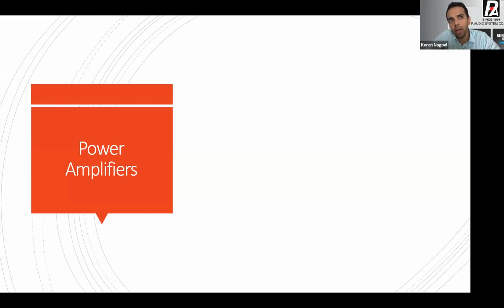But if it's about individual components, then you're using your crossover or your gain reduction methods or your resistors to bring down the higher sensitivity products to the level of the lower sensitivity products.